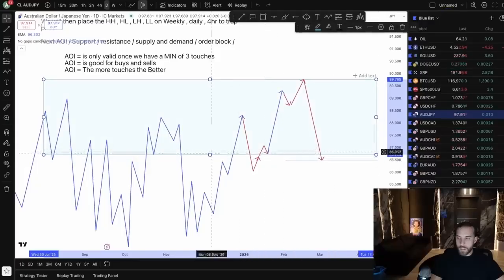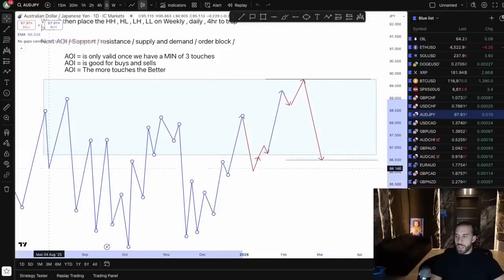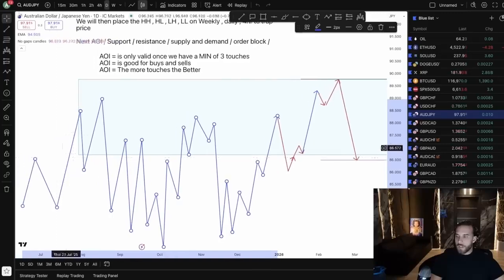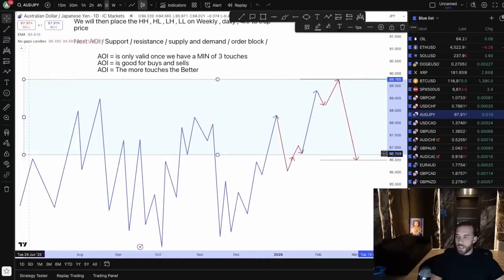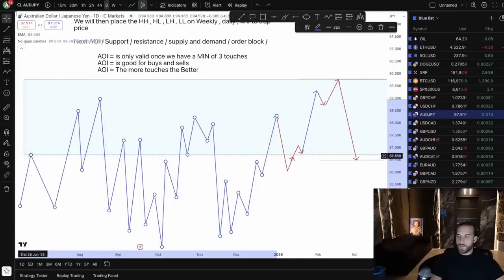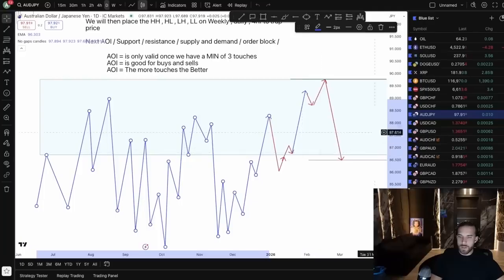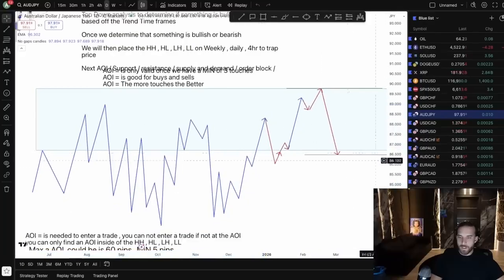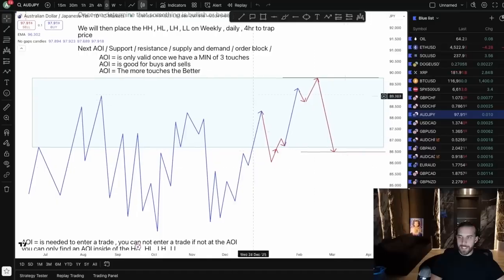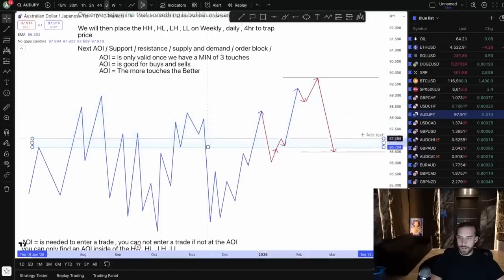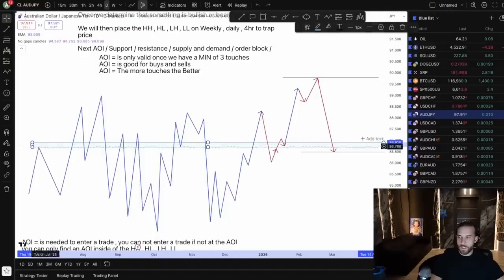We have 1, 2, and nothing else. Oh, I lied. We look a little bit more left and bang. Cool, let's call it right there. We have 1, 2, and 3. That right there, ladies and gentlemen, is a valid area of interest. That right there is indeed considered an area of interest. Area of interest number 1. 1, 2, and 3. Cool. We have the first area of interest.